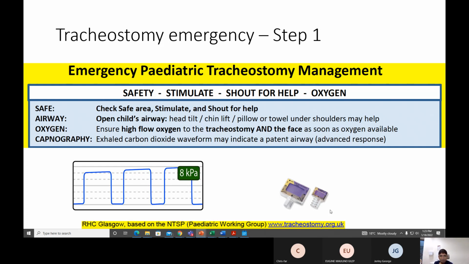If you have a colorimetric capnograph, you can immediately check if the color change is there, or if you have bedside end-tidal carbon dioxide monitoring, if you can see a nice trace like this, a rectangular shape, that means the tracheostomy is in position. That is, the tracheostomy tube is in the trachea. Okay.